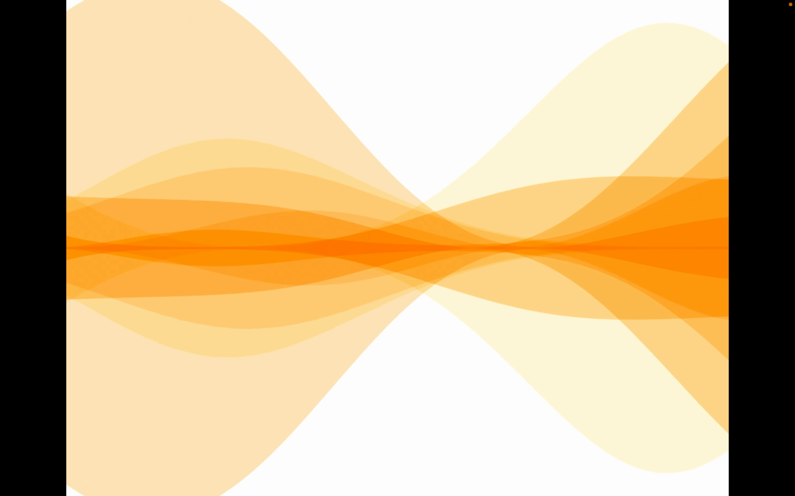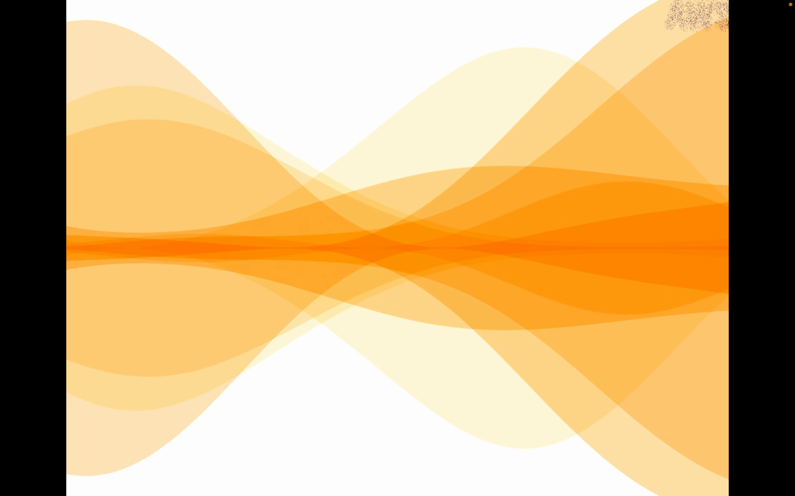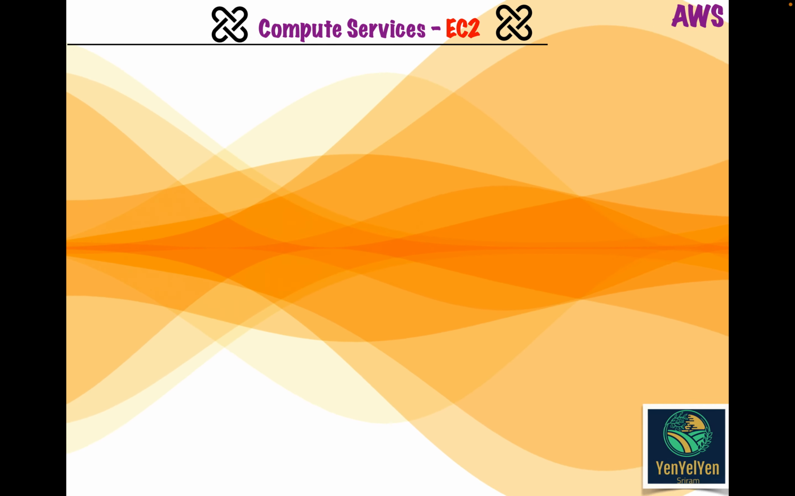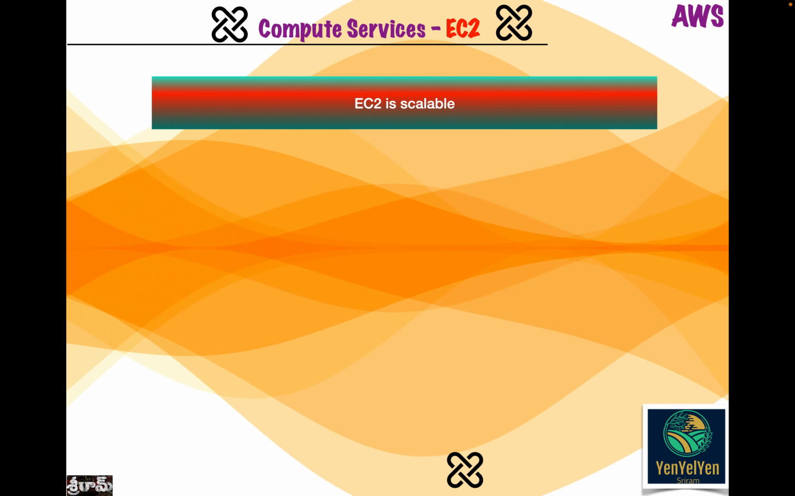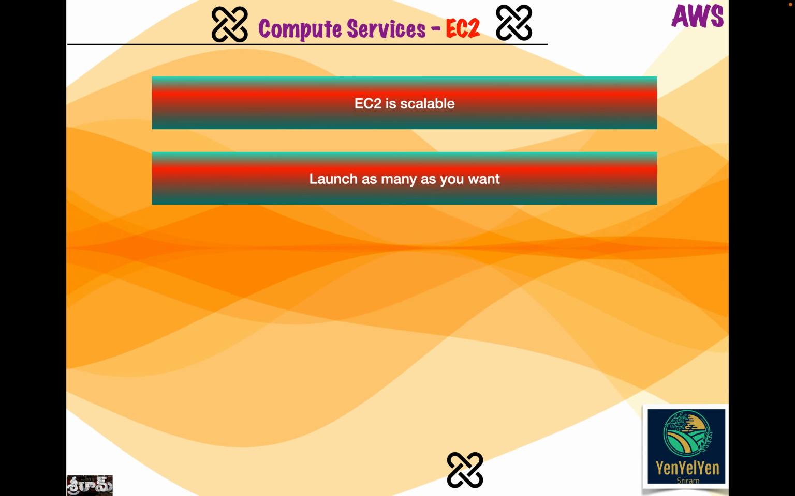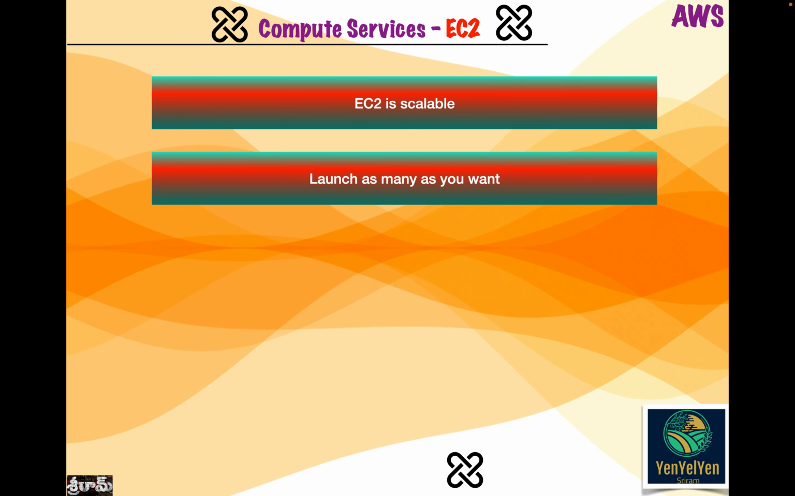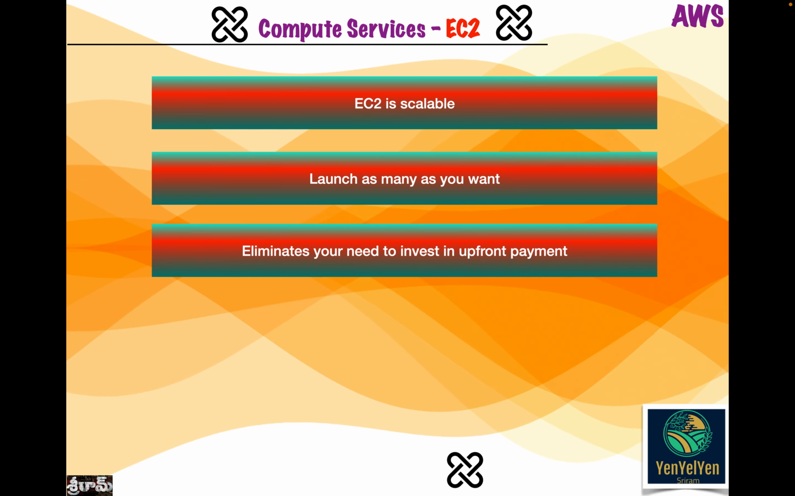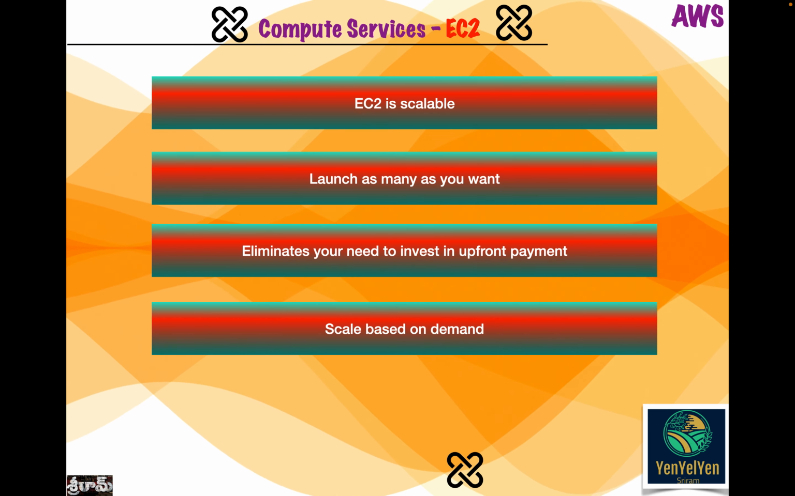Here comes the first service, EC2 Elastic Cloud Compute. Elastic Cloud Compute provides scalable computing capacity in AWS Cloud. Using EC2 eliminates your need to invest in hardware upfront because it's a pay-as-you-go model, so you can develop and deploy the applications faster. You can use EC2 to launch as many or as few virtual servers as you need.